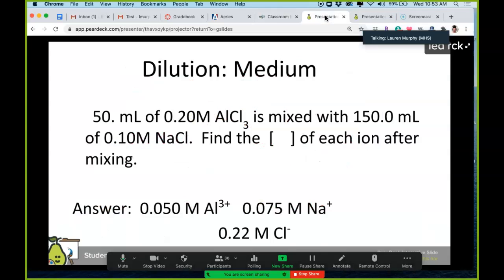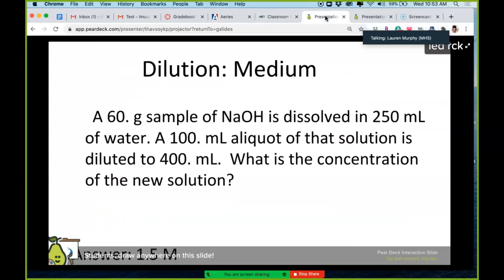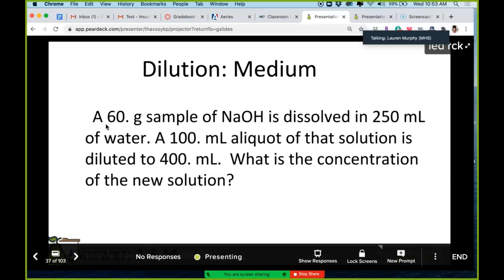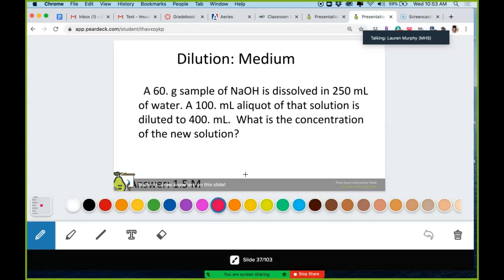Okay, next. This is another harder one, or medium, in the middle of the road. Okay, so I take a 60-gram sample of sodium hydroxide. This is a base, strong base, and I dissolve it. So this is obviously a solid. I dissolve it in 250 milliliters of water. So in essence, this part right here, they've just prepared a solution.